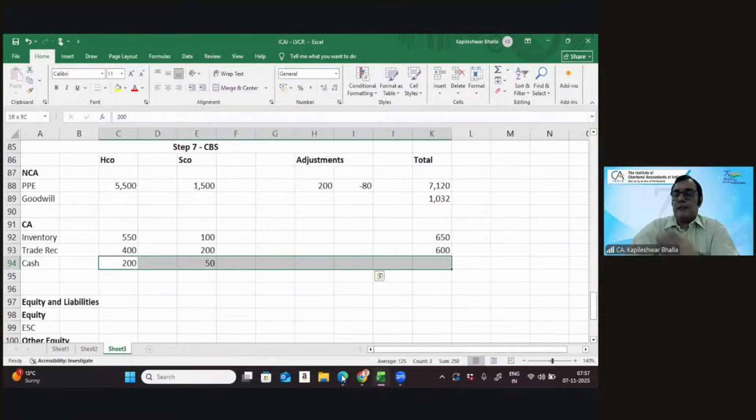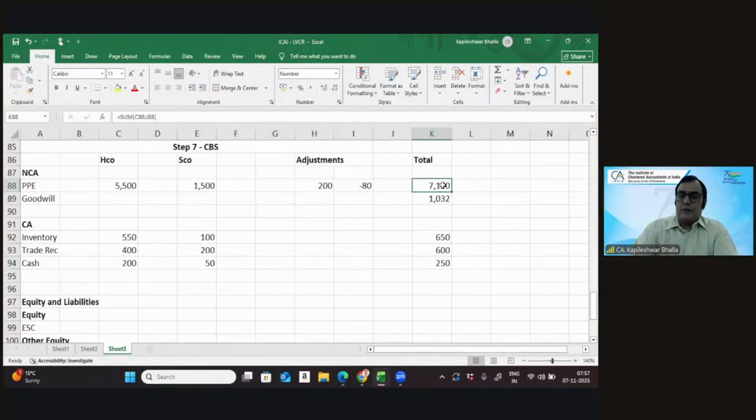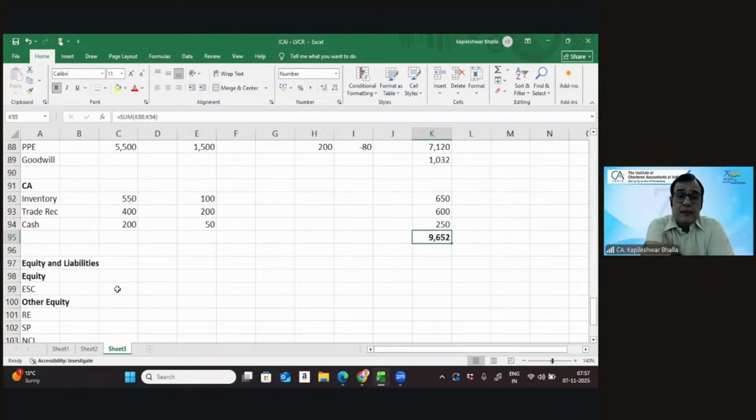No adjustments in the cash as well. And this takes care of the status. So now we can get the total of the asset side of the balance sheet as well. So this gives me 9652. Super. Okay, now we consider the equity share capital.